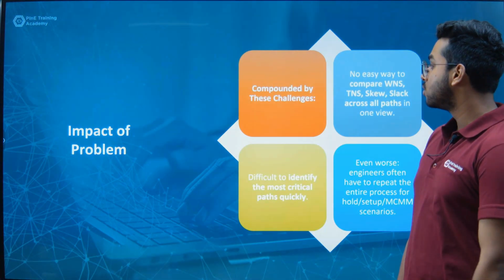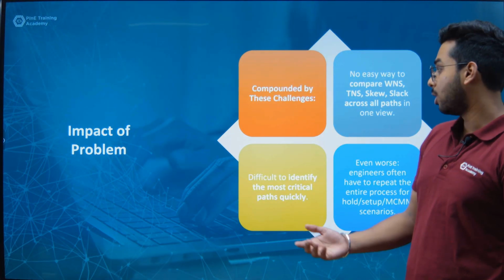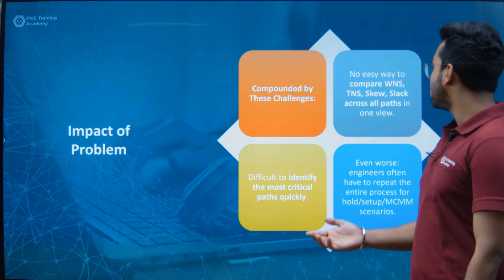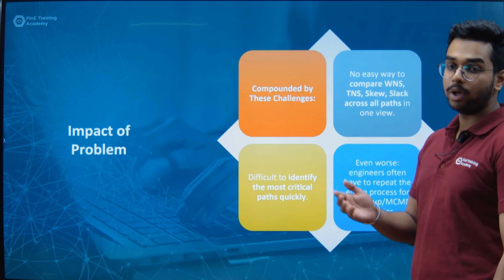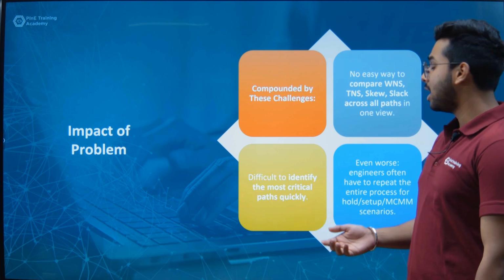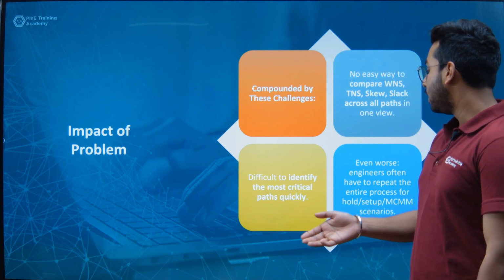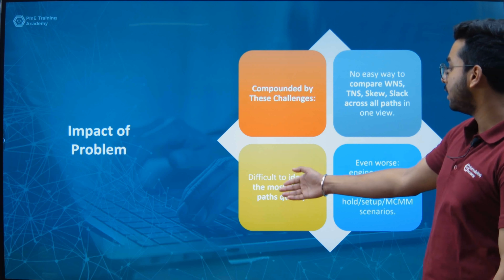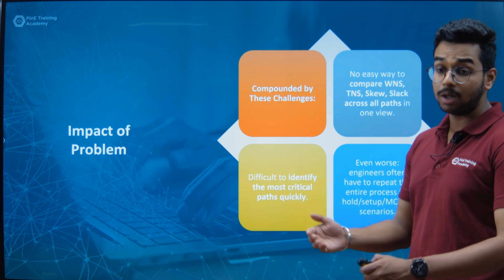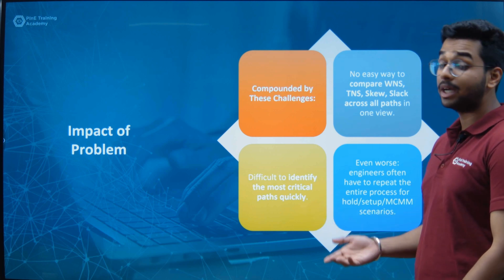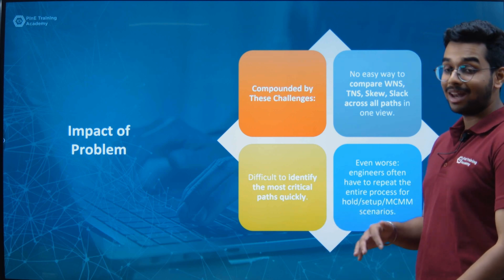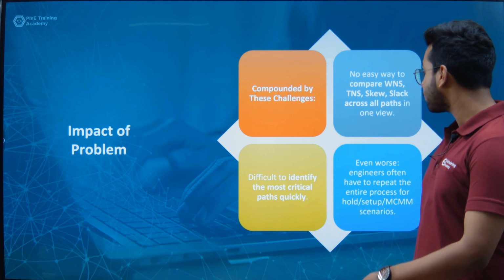So what is the impact of the problem on the work we are doing? There is no easy way to compare the worst negative slack and total negative slack and other components of timing designs, as we are going to study a bit later in our presentation. It is very difficult to identify the critical paths quickly in the design, and even worse, engineers often have to repeat the entire process to analyze the hold and setup times in the design.